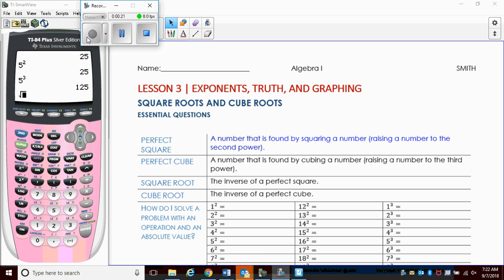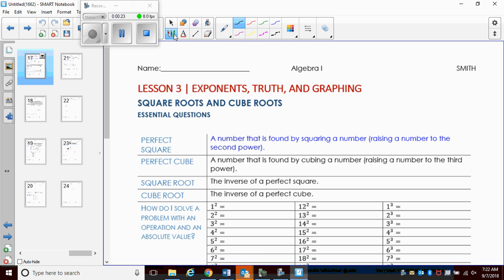The first thing we want to look at is what is a perfect square. It's a number that's found by squaring another number. So basically, you're raising a number to the second power. That's like saying a number times a number. Not just any number, it's the same number twice. So that's a perfect square.